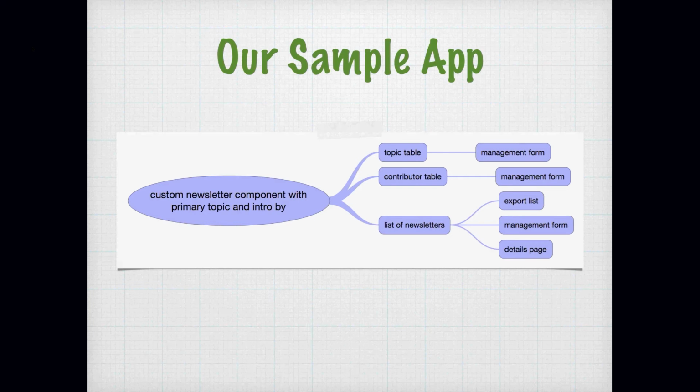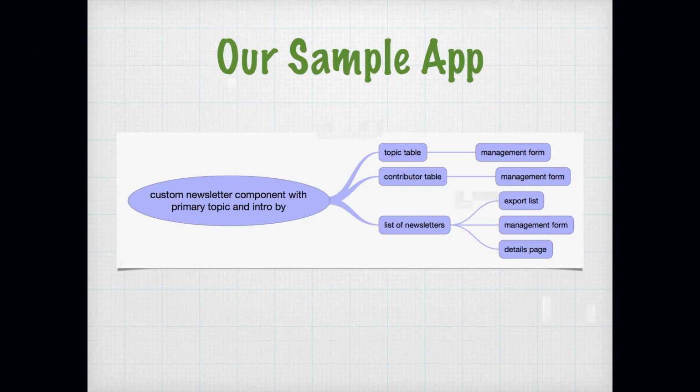Then we're going to have a list of the newsletters, and we're going to have the topic, who wrote this one, the name of the newsletter, a PDF of the newsletter, and we're going to give them a management form to upload those. We'll have a details page to see all that information on one of those, and maybe we want to have it so we can export our list. So we kind of have an idea of what we're going to build.